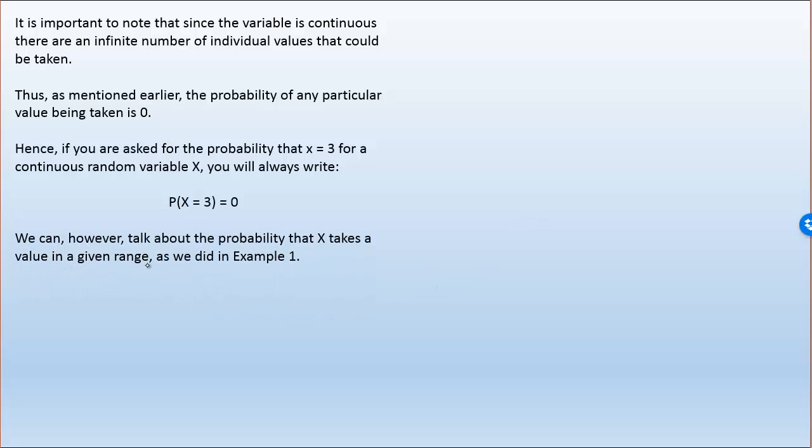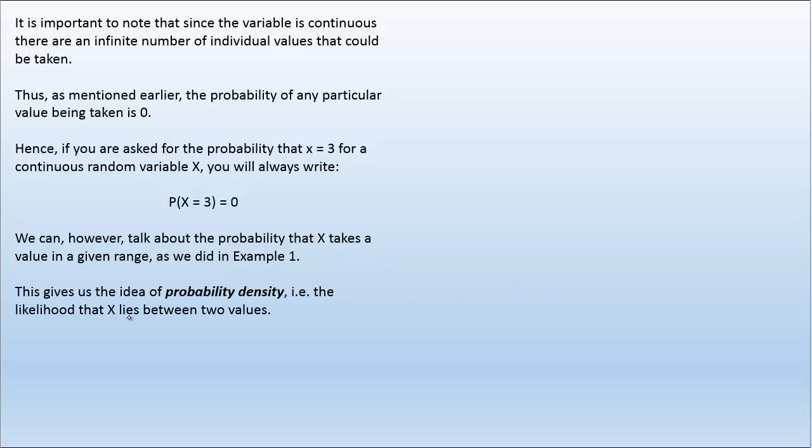We can, however, talk about the probability that x takes a value in a given range, as we did in example 1 when we looked at the relative frequency histogram. This gives us the idea of probability density, i.e. the likelihood that x lies between two values. Over the entire domain, the probability that it lies between two particular values might change quite a bit, even if those two values are the same distance apart. In other words, as we saw with the histogram, the bars varied in height.